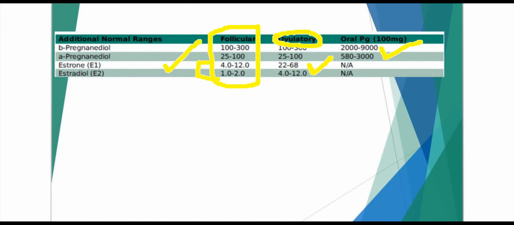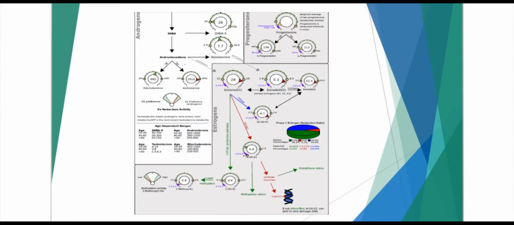This is a graphical representation of the reproductive hormones, so progesterone, estrogen, androgens, and all their metabolites. So we can see that on the upper left-hand corner, you can see the androgens.